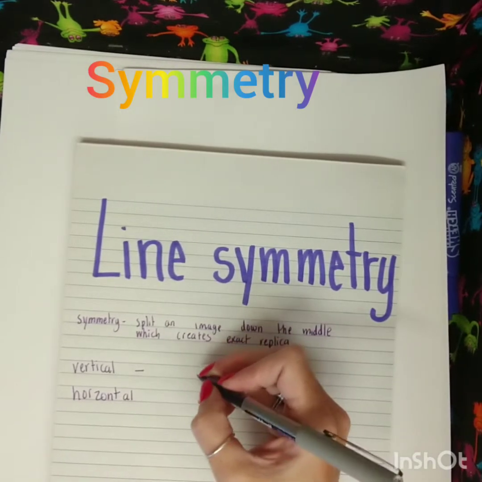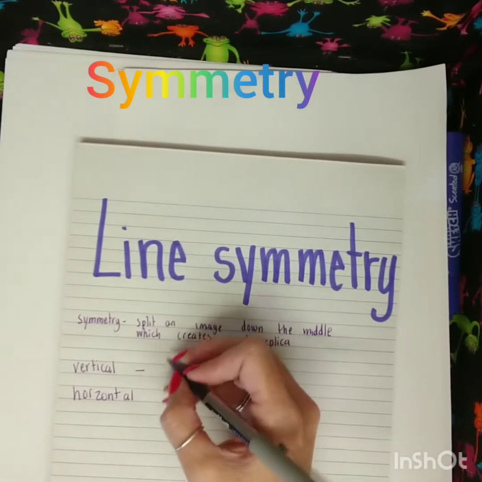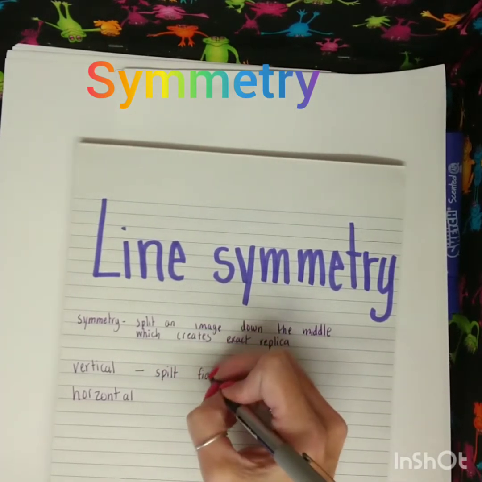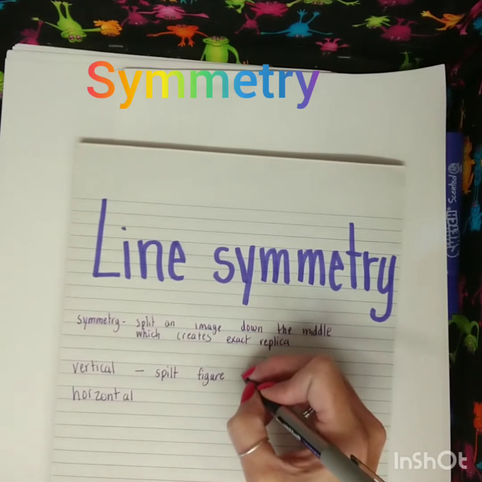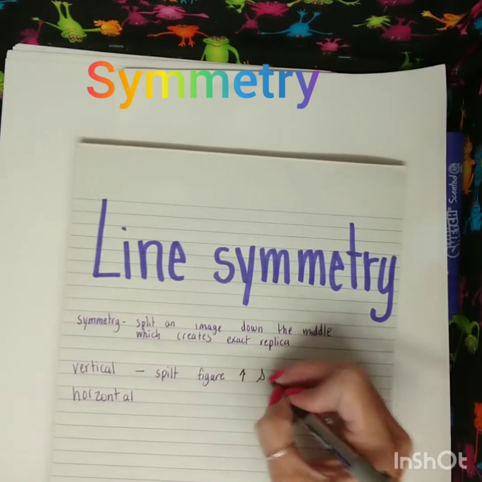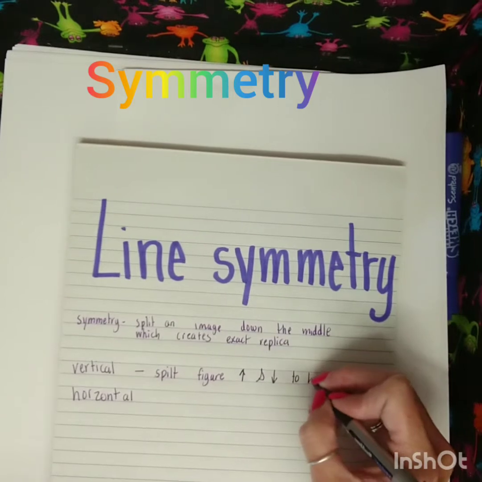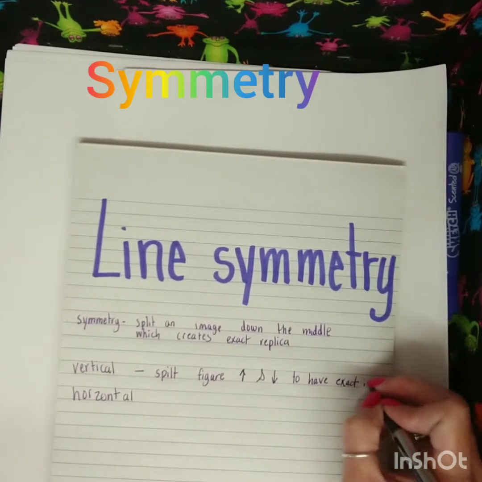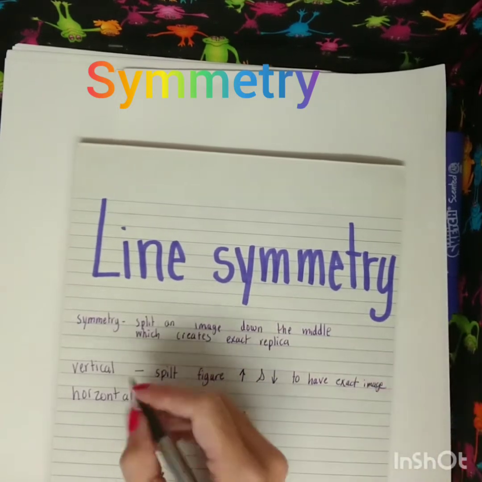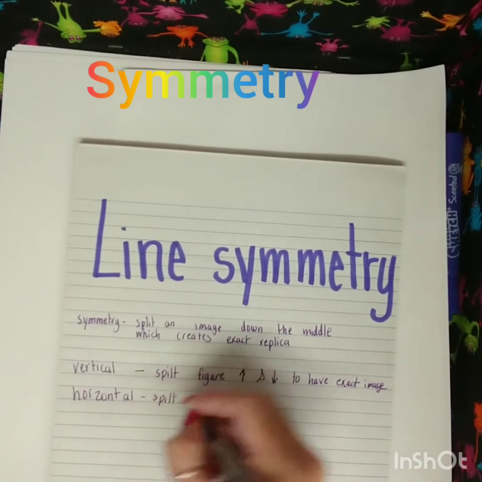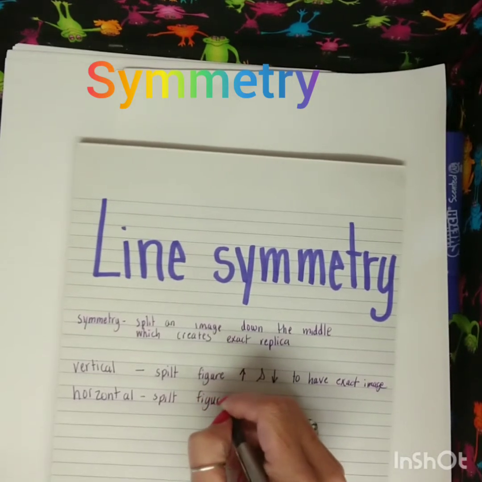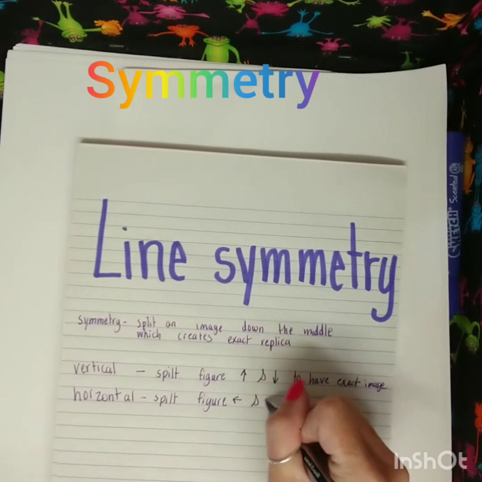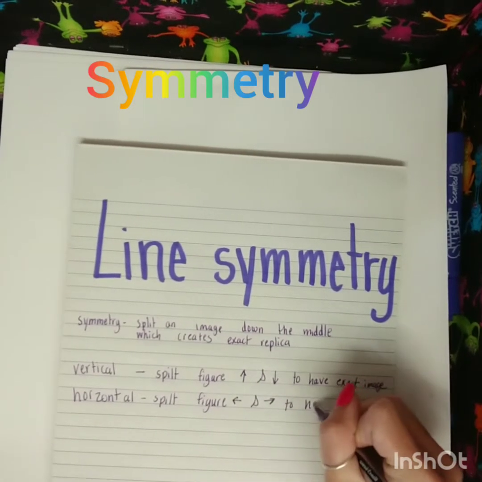Vertical symmetry is if you split a figure up and down to have the exact image. Horizontal is if you split a figure left and right to have an exact image.